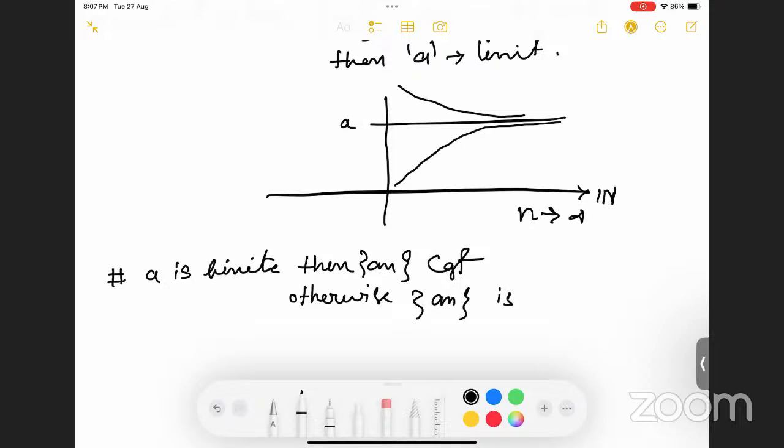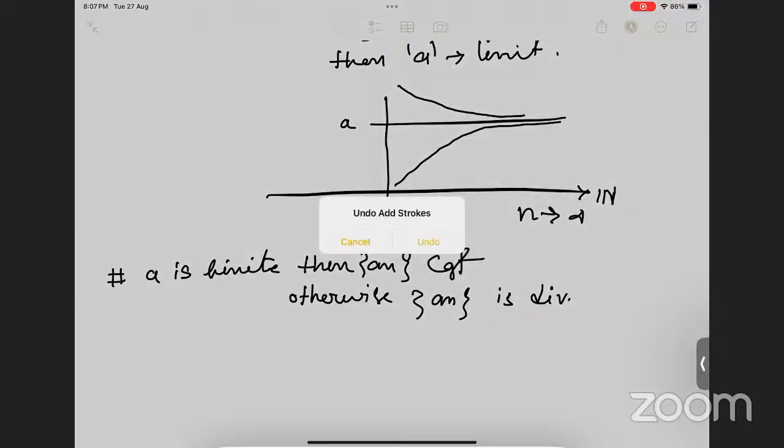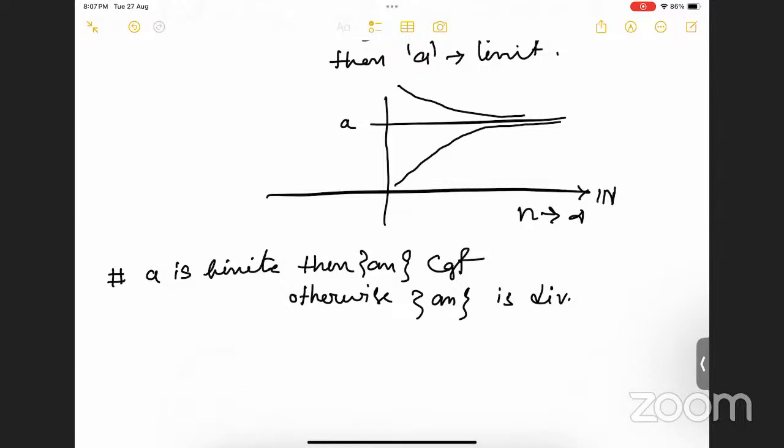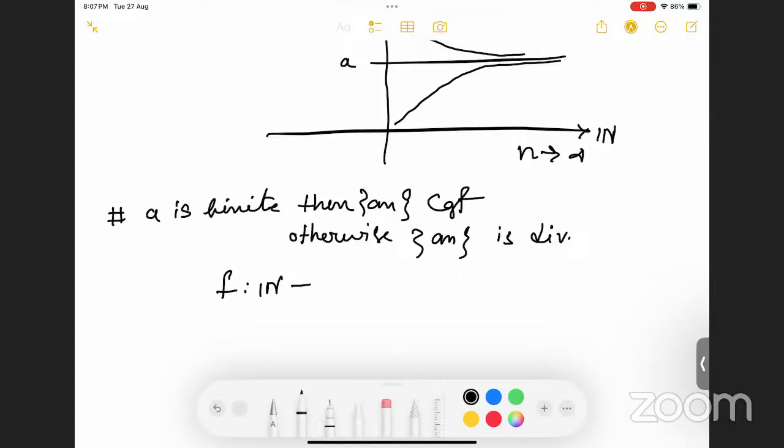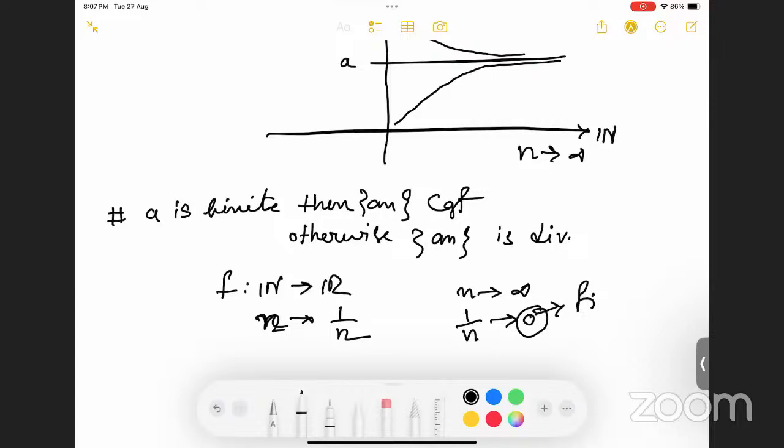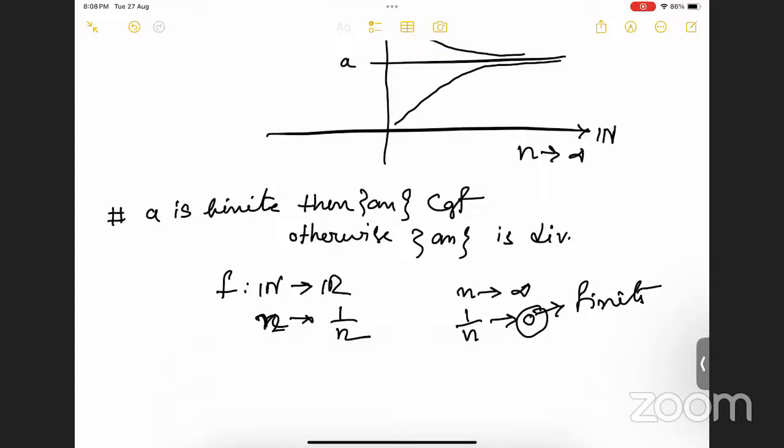Ma'am, can you please give an example of convergent and divergent? Yeah, sure. Suppose we have a function from N to R such that n goes to 1 by n. As n tends to infinity, 1 by n will tend to 0, right? That means this is a finite number. In this case, we can say the sequence is convergent.